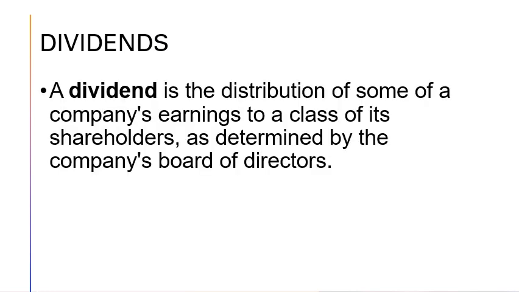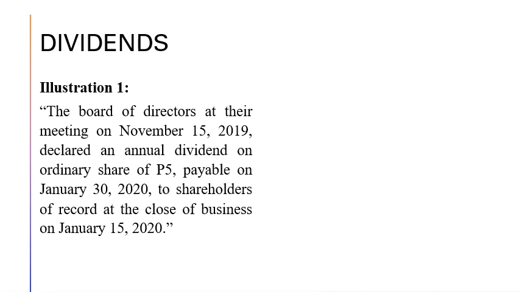First, what are dividends? A dividend is the distribution of some of a company's earnings to a class of its shareholders as determined by the company's board of directors. There are three important dates that we have to remember in accounting for dividends.